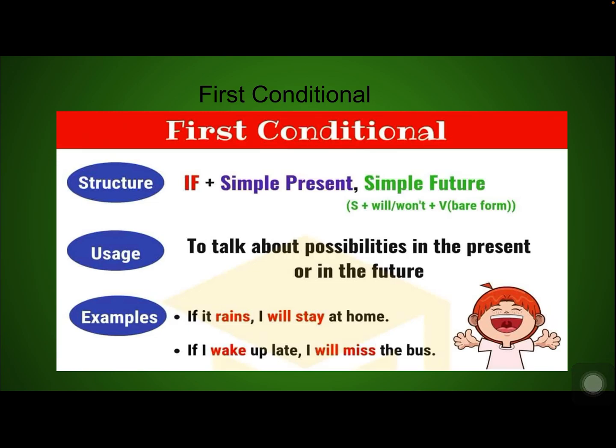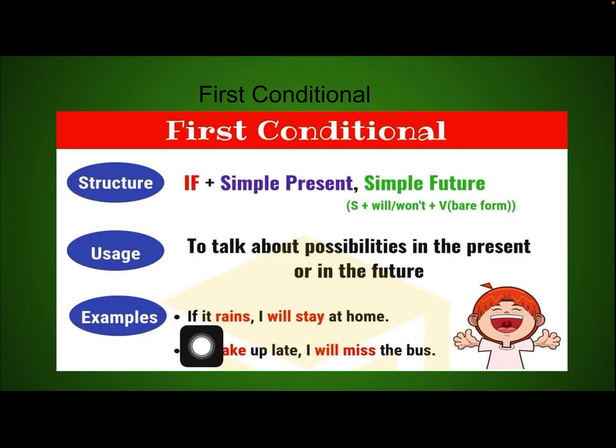For example, in the first conditional, we have the conditional if. Remember, that is for the conditionals all the time. But in the main clause, we have the simple future, here is the condition and here the reaction. Here we have subject plus will or won't, and the base form of the verb, because it is a modal verb. The usage of the first conditional is to talk about possibilities in the present or in the future.